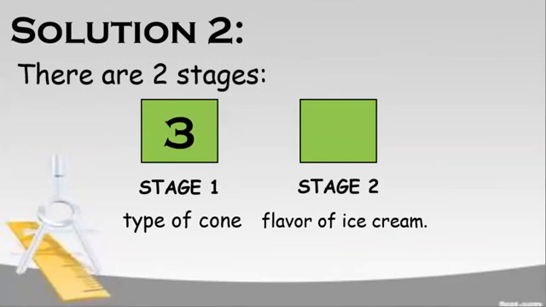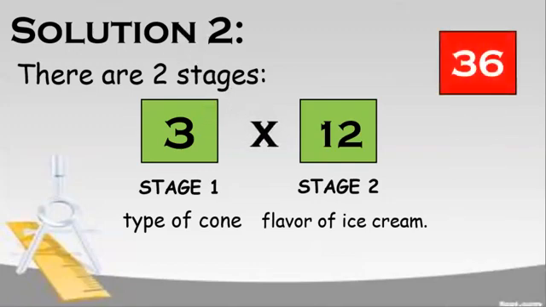And then after po natin ma-identify kung ilan yung choices for stage 1, yung stage number 2 naman po. And again, balikan natin, ang stage 2 natin po ay yung flavor ng ice cream. So there are 12 flavors of ice cream. So after natin ma-identify lahat ng choices per stages, so saka po tayo mag-multiply. So we have 3 times 12, the answer is 36.